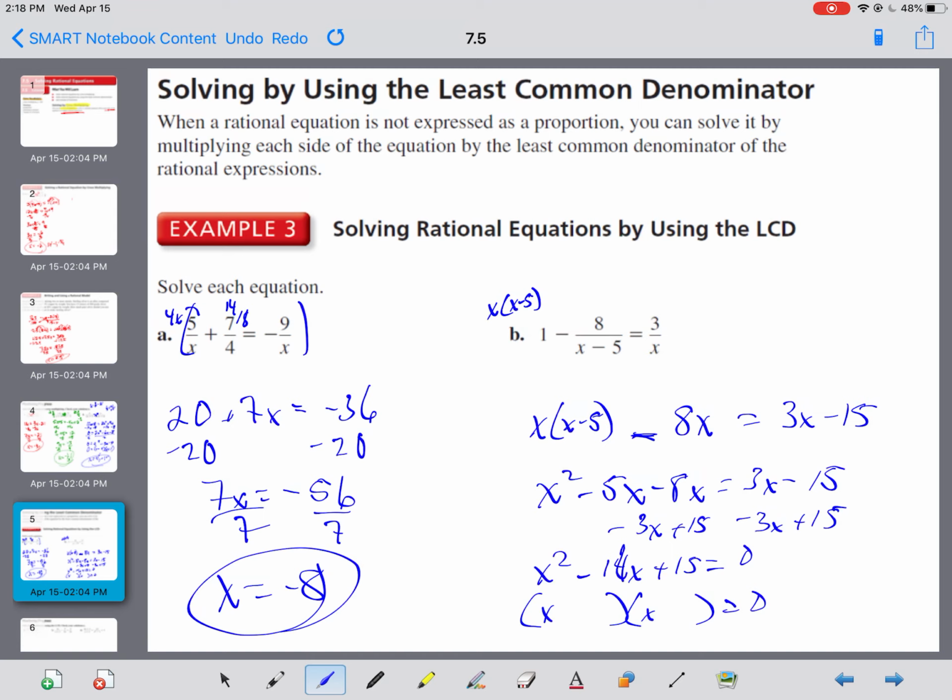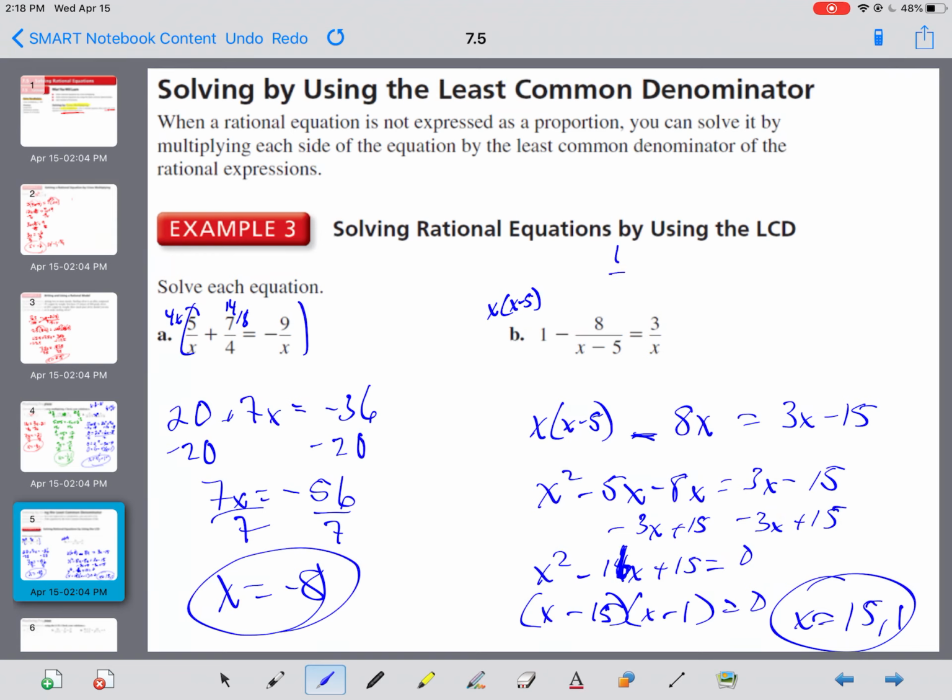Oh, wait. Did we do that math wrong? Because that is not factorable. Let's double check our math. 5 and 8 is not 11, it's 13. 13 and 3 makes 16. Hey, there we go. Now it's factorable. Factors of 15 that add to 16 is 15 and 1, and they're both negative. So that means x equals 15 and 1.